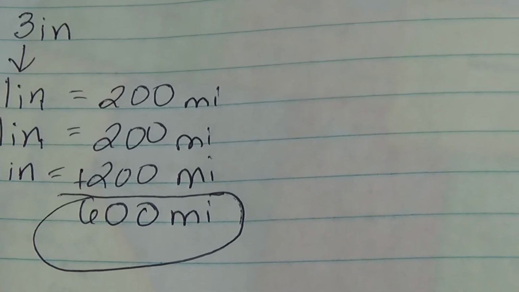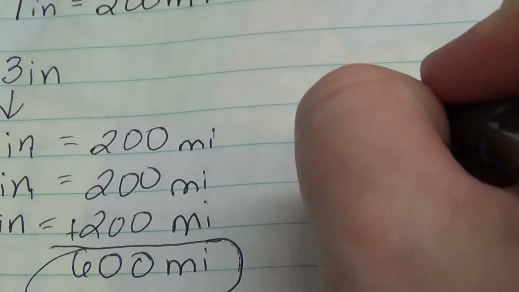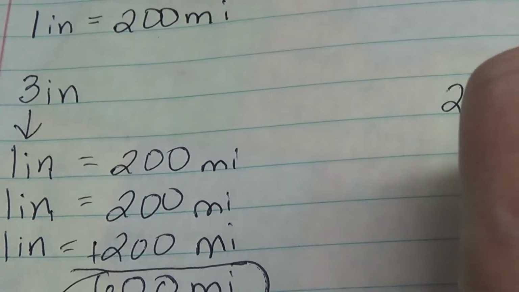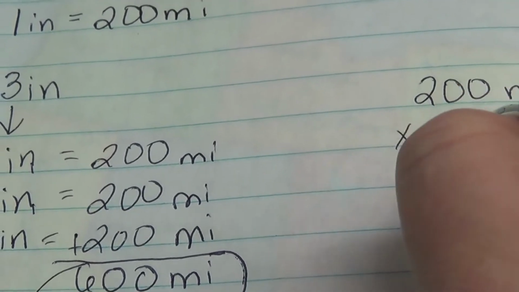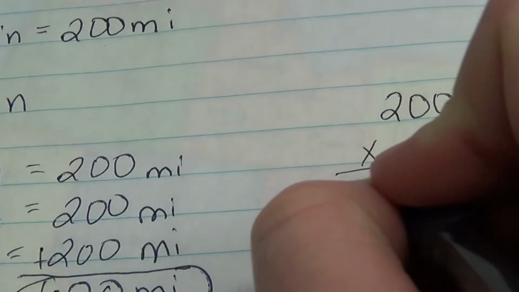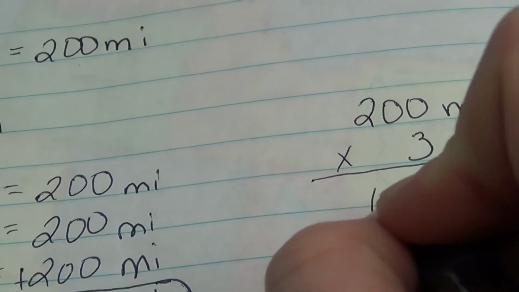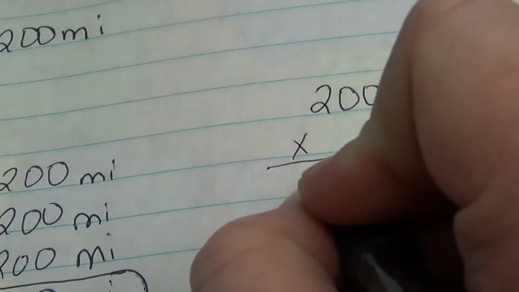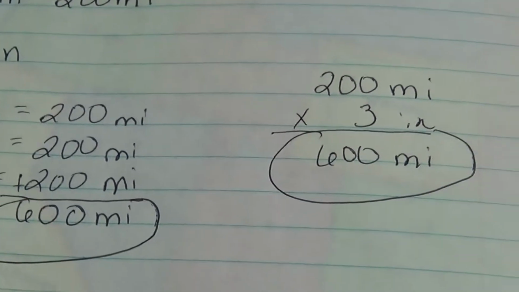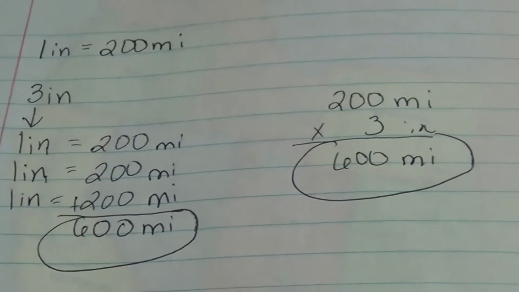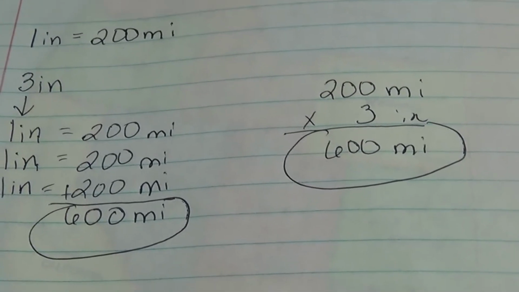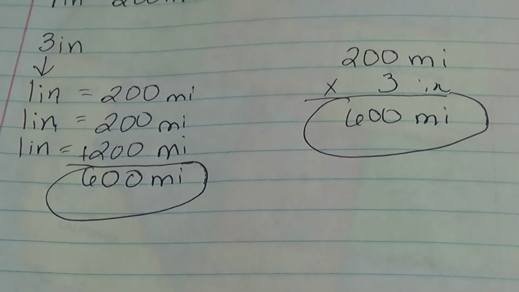You also could have multiplied. So instead you could have gone 200 miles, and you could have multiplied that by your 3 inches. And that would have got your 600 miles. Okay, so either way it comes up with 600 miles. There are 600 miles approximately between Shreveport and Macon.